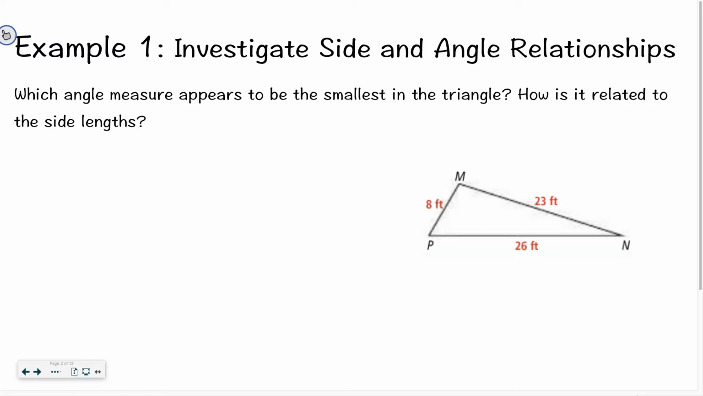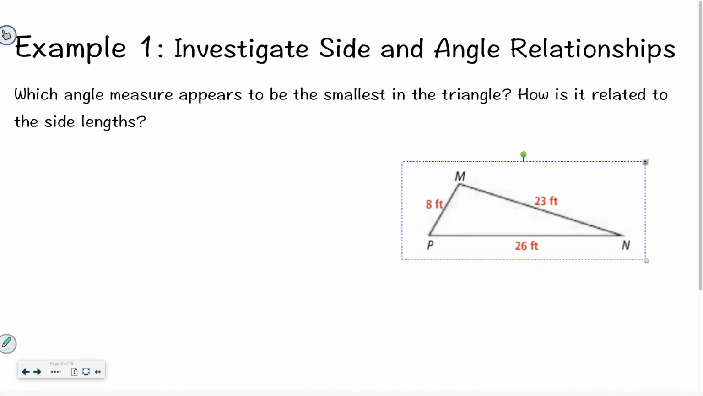We want to figure out which angle measure appears to be the smallest in the triangle, and then how it is related to the side lengths. If we look, the angle that looks to be the smallest would be this angle right here, right? And that angle is opposite of this side. This side is 8 feet long. My side lengths are 8 feet, 23, and 26 feet. So notice how the smallest angle is opposite the smallest side.